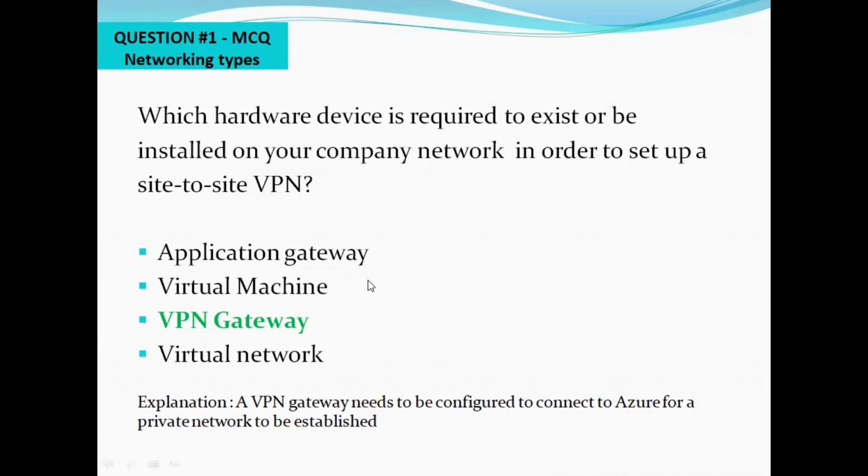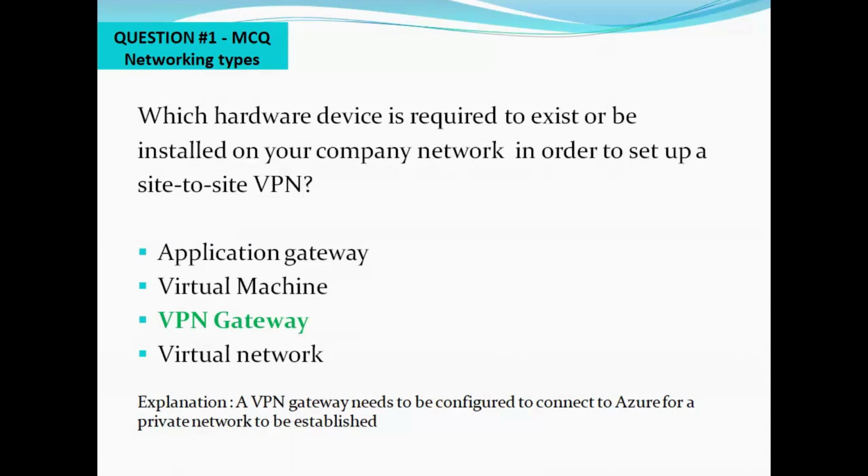So the first question is on networking types. Which hardware device is required to exist or be installed on your company network in order to set up a site-to-site VPN? As it's mentioned site-to-site VPN, it's denoting VPN gateway. A VPN gateway needs to be configured to connect to Azure for a private network to be established. So make sure you guys are concentrating on all the networking types available in the Azure scope.